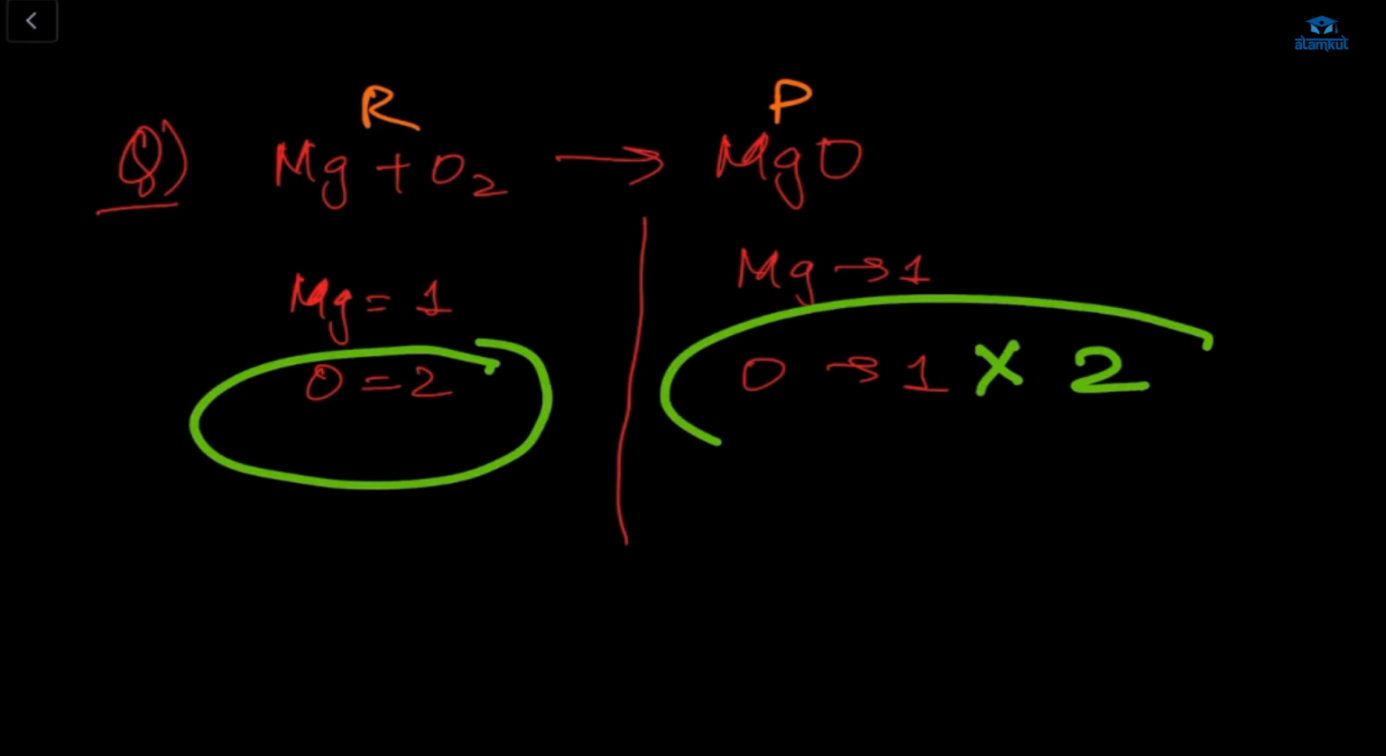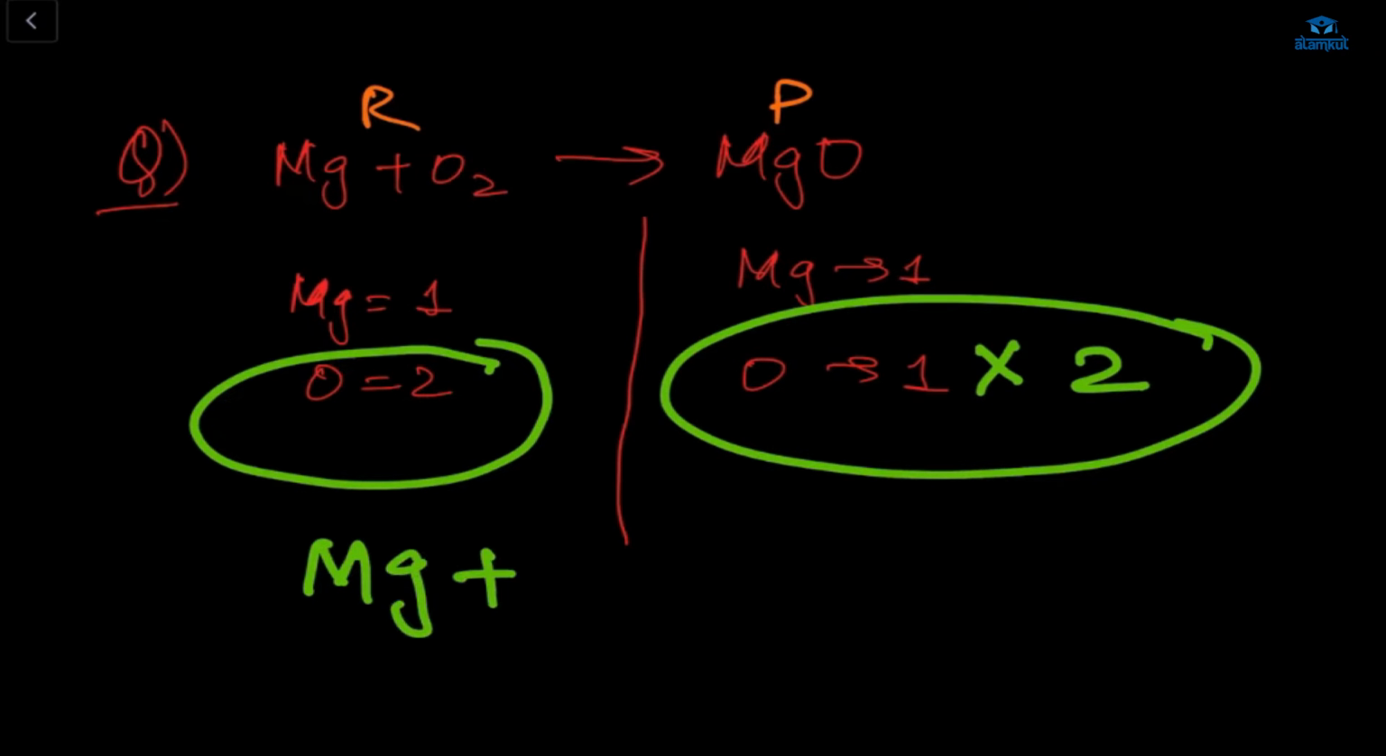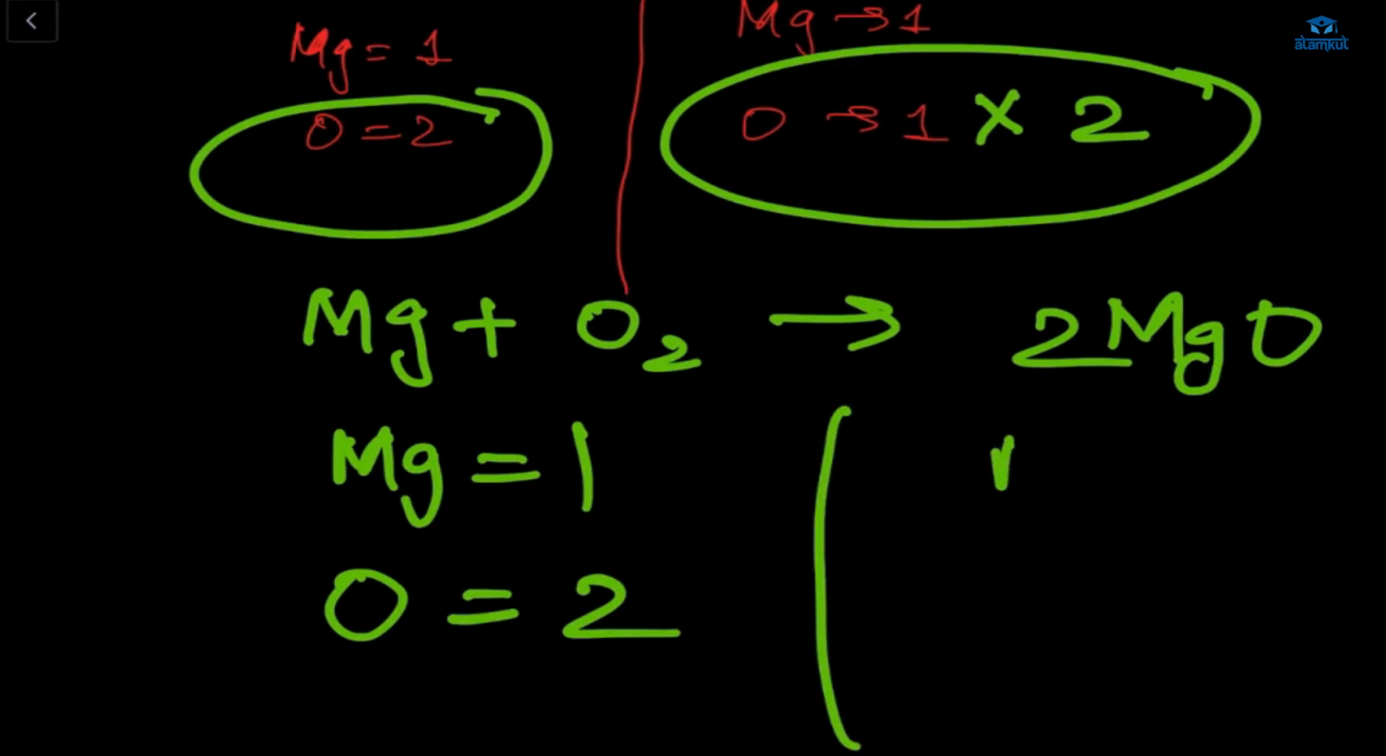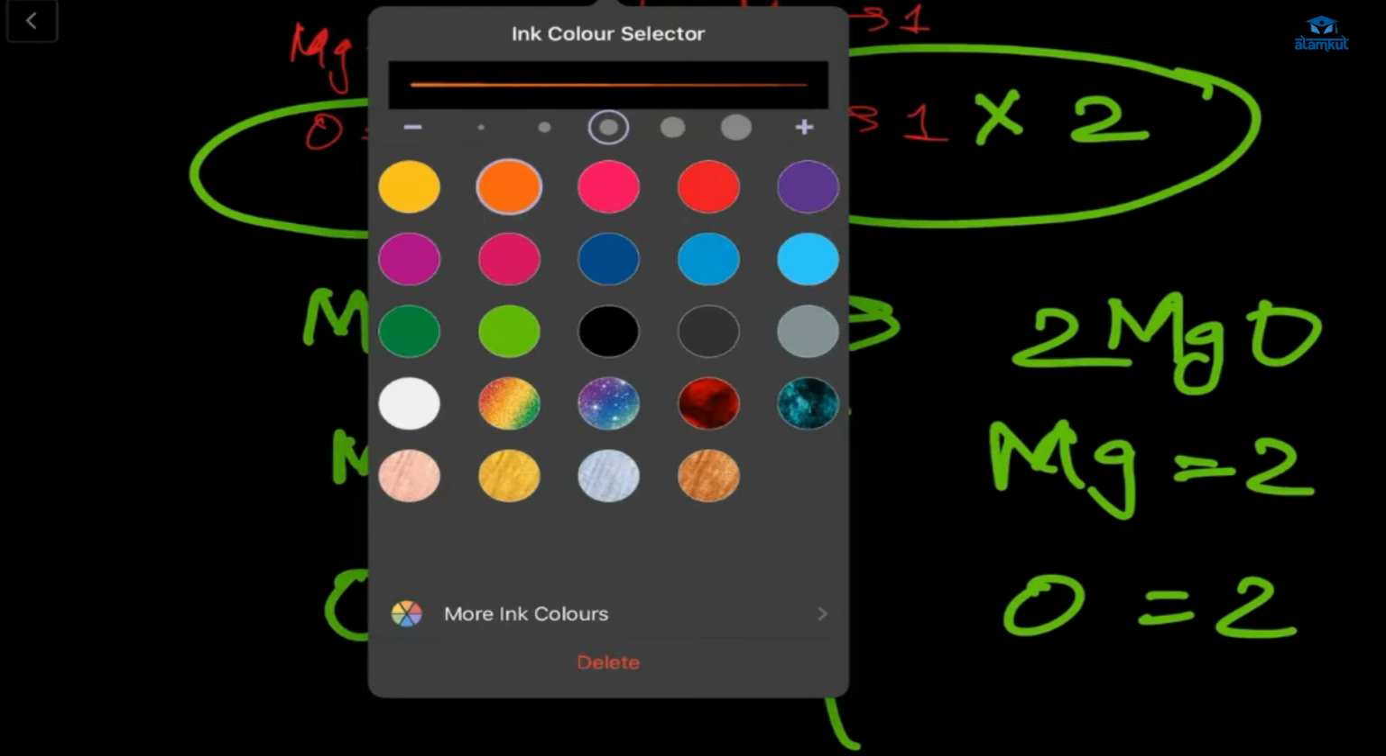So that's why we are multiplying my oxygen with 2. So my equation will become Mg plus O2 giving 2 MgO. Correct, Navya? Yes. Now what will it be? Here Mg becomes 1, O becomes 2, and here Mg becomes 2, and O also becomes 2. Now what to do?